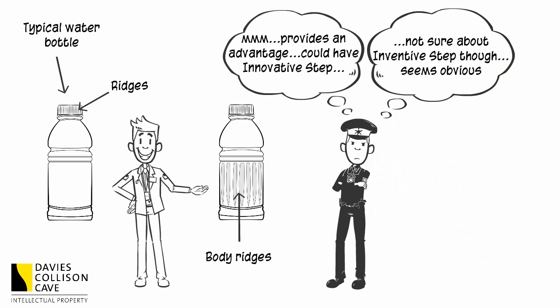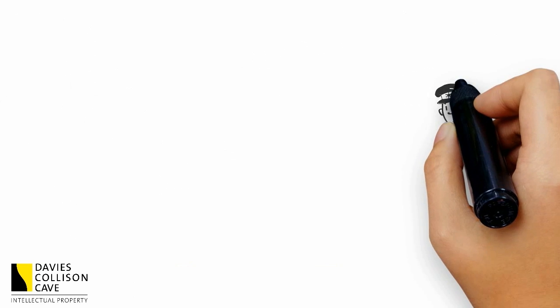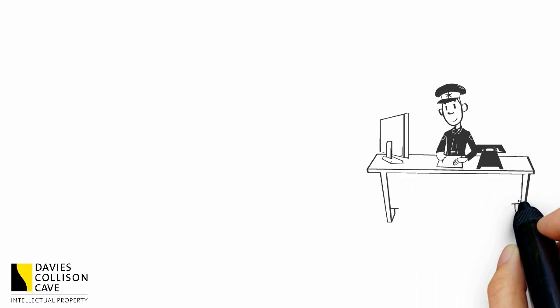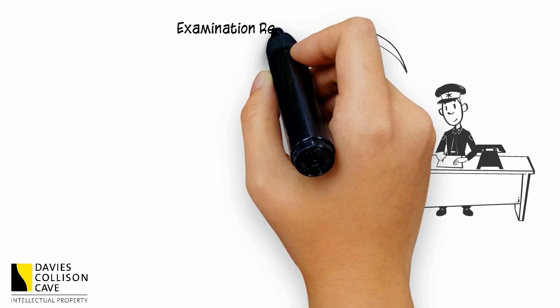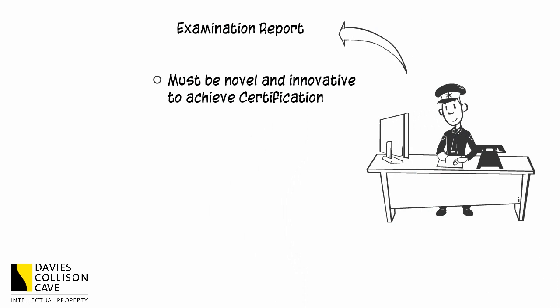You will remember from the standard patent video that to have inventive step, your invention cannot be considered obvious to a person skilled in the technical area of your invention. Your patent attorney can provide you with some guidance as to whether your invention may meet the innovative step threshold. After reviewing your innovation patent, the examiner will issue an examination report, providing an opinion as to whether your invention is novel and whether it involves an innovative step.